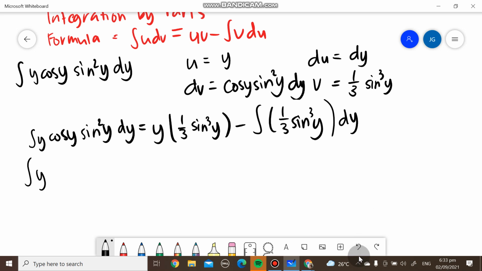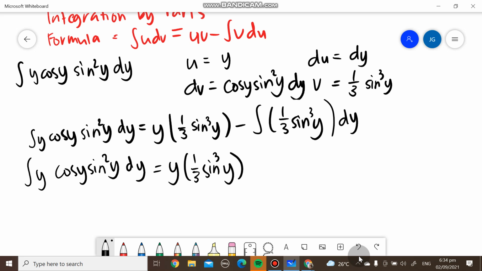So, we have the integral of y cosine y sine squared y dy is equals to y times 1/3 sine cube y minus, ilabas na natin yung 1/3 before the integral sign, isulat natin the integral of sine cube y dy. So, ang gagawin dito is simply expanding. So, ang mangyayari dito is gagawin ko itong sine squared y tapos sine y.